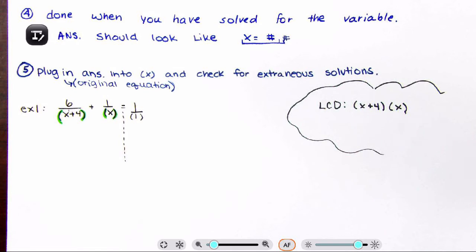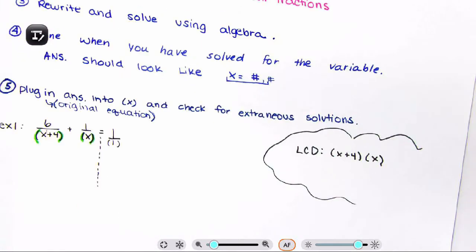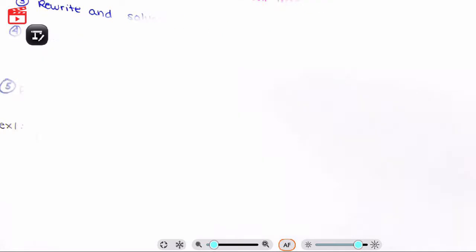For example, let's do a quick example. I'm going to do it on a separate sheet of paper, if I can find it. Okay, so on a separate sheet of paper, I'm just going to show you an example.